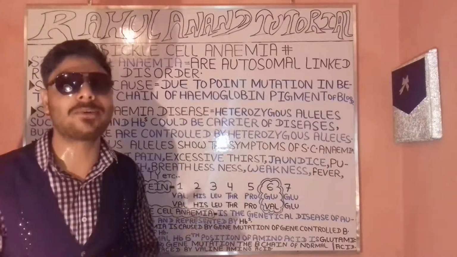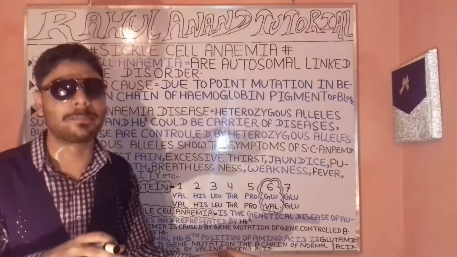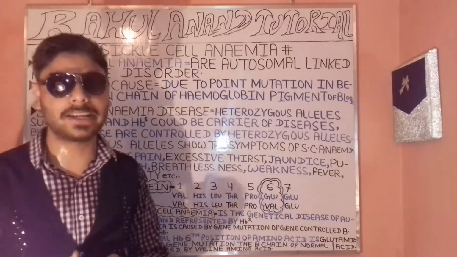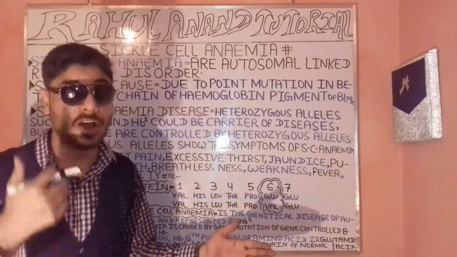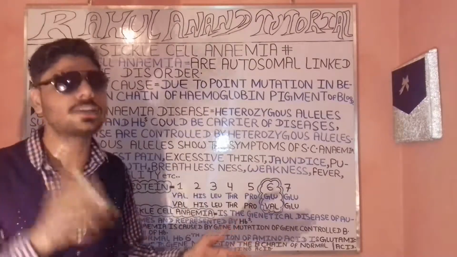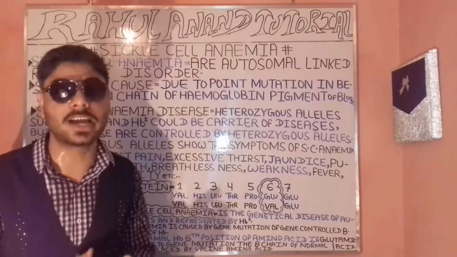It is controlled by the beta chain of the HB. You are very clear about the beta chain of the HB. HB is directly proportional in other cases too, so we will be understanding that later.